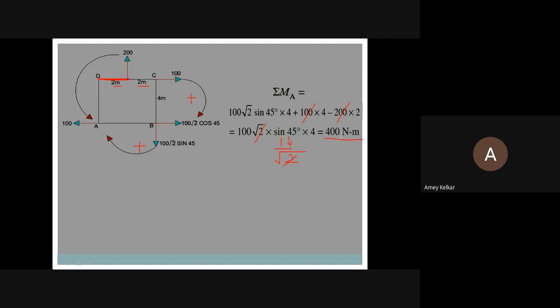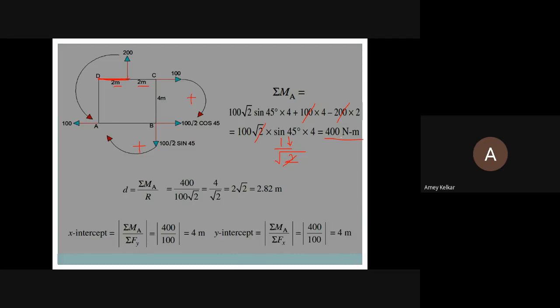Once you get the moment 400, you have to use Varignon's application. The X and Y ordinate you have to find. Again, that is simple here. D is equal to summation of MA upon R. X becomes 4 and Y becomes 4. So this is very easy. If you don't understand this, don't worry, just put the formula and get the answers.